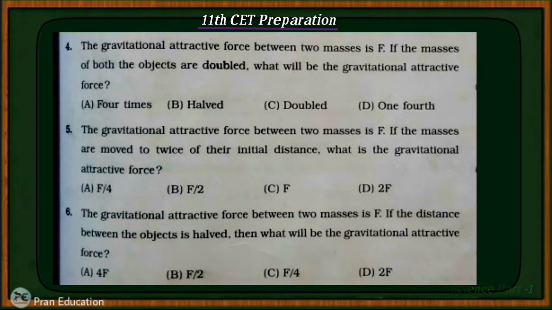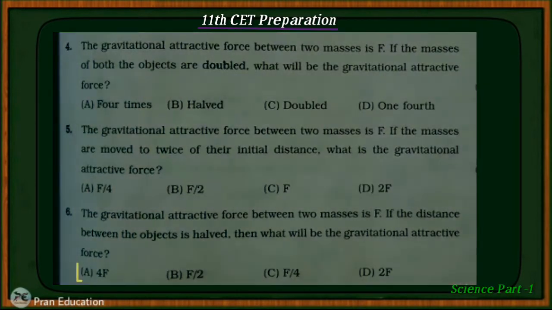Sixth, the gravitational attractive force between two masses is F. If the distance between the objects is halved, then what will be the gravitational attractive force? Options: A, 4F; B, F by 2; C, F by 4; and D, 2F. The correct answer is option A, 4F.